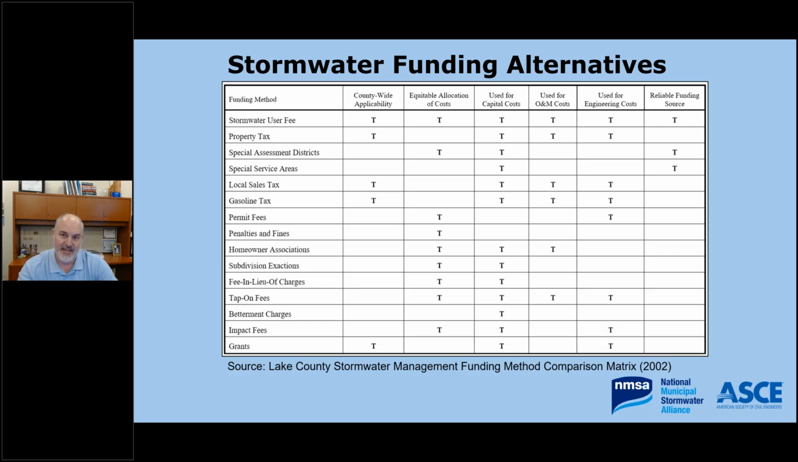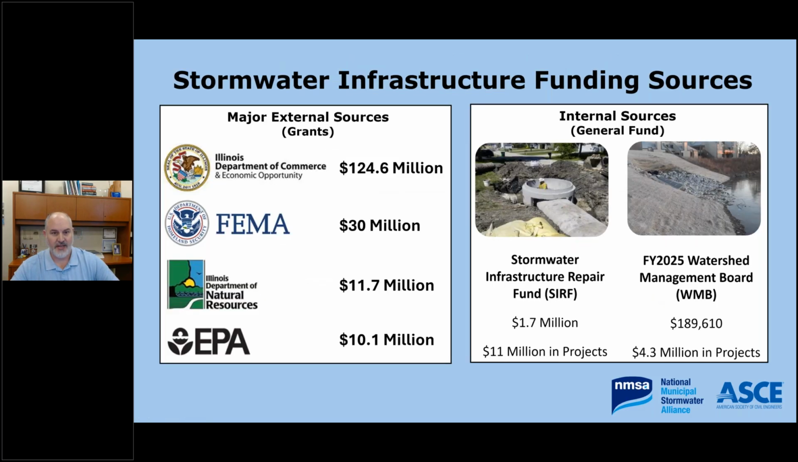The one that I get hung up on is the reliable funding source on the right. It's very hard to plan a long-term capital program, like a 10-year plan, without reliable funding. So the reliable funding areas, that's where we struggle. It's hard to have a long-term plan when we're just working with grants. You can go to the next slide, please. Grants are amazing, they're great, but it's hard to do long-term planning.